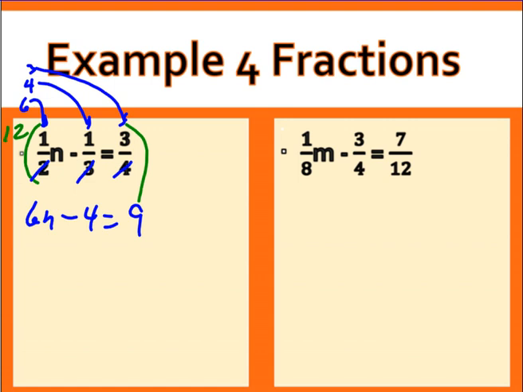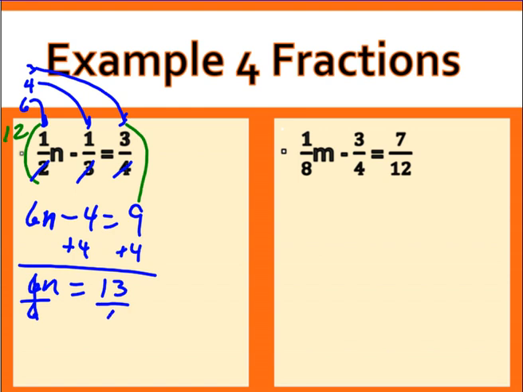And now I'm with an easier expression to solve. So now I need to get rid of this 4. So I do the opposite. So I add 4 to both sides. And I get 6n equals 9 plus 4 is 13. To get n by itself, I divide by 6 on both sides. n would equal 13/6.